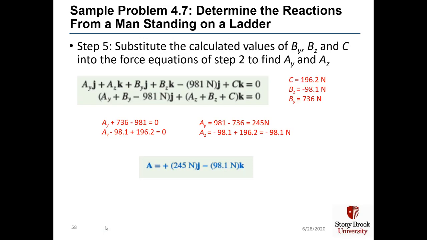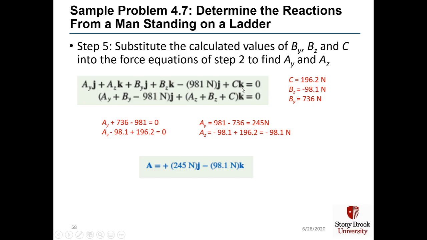In step 5, we substitute the calculated values of b sub y, b sub z, and c into the force equations of step 2 to find ay and az. This will lead to two equations and two unknowns. So this equation in the upper row that I'm pointing to is our original vector equation in step 2, but we're just going to substitute by equals 736 and bz equals minus 98.1 and c equals 196.2, and we get two independent equations and two unknowns. One in this left term multiplies the j, and this second term multiplies the k.